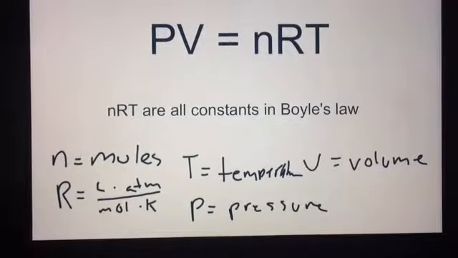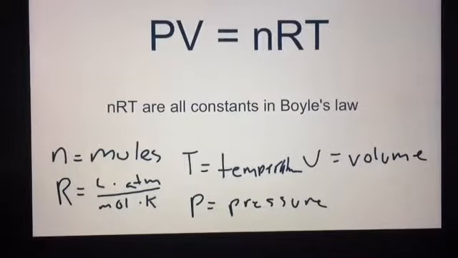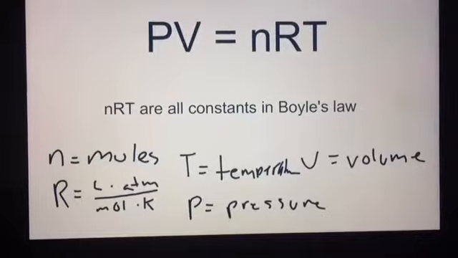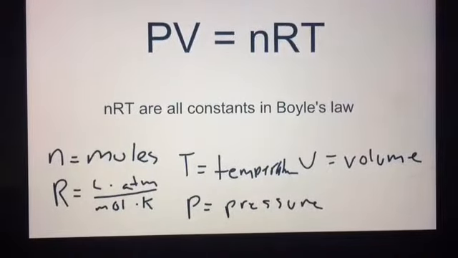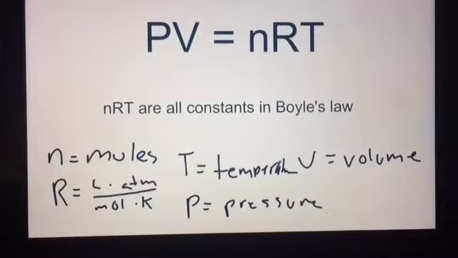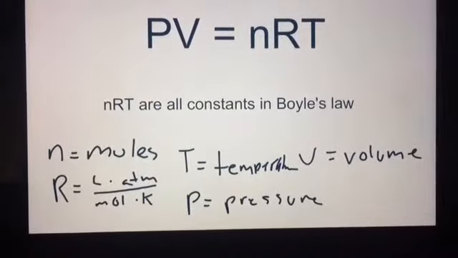R is L times atm, or atmospheric pressure, over moles times Kelvin. And this standardly equals 0.08206. And this is just a standard gas law. This will always be that number. So N, R, T are all constants in Boyle's law.